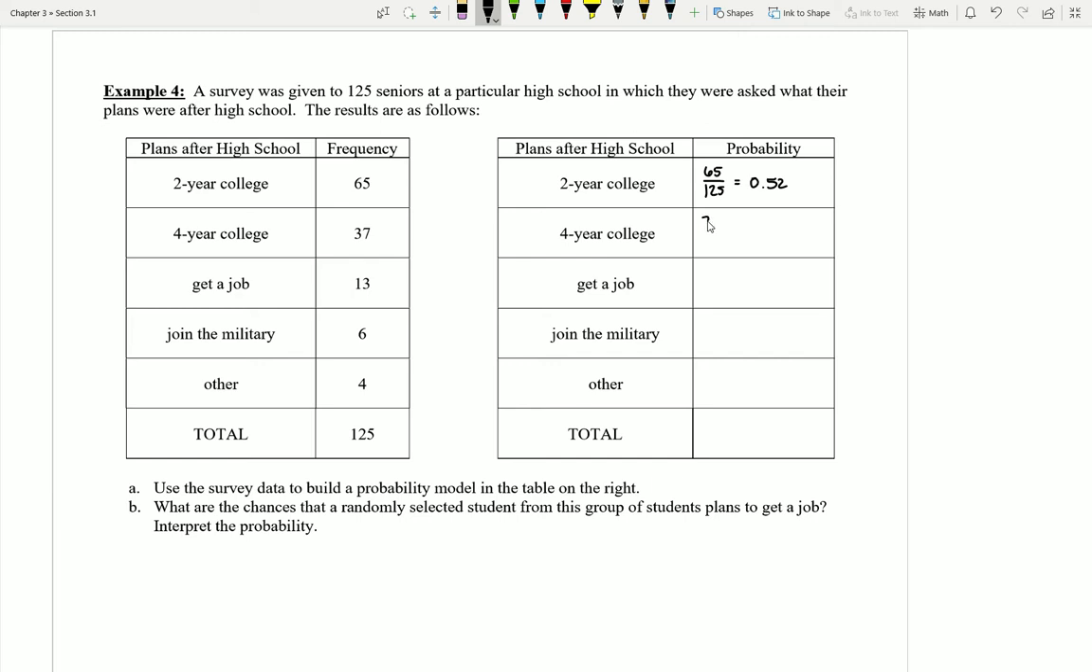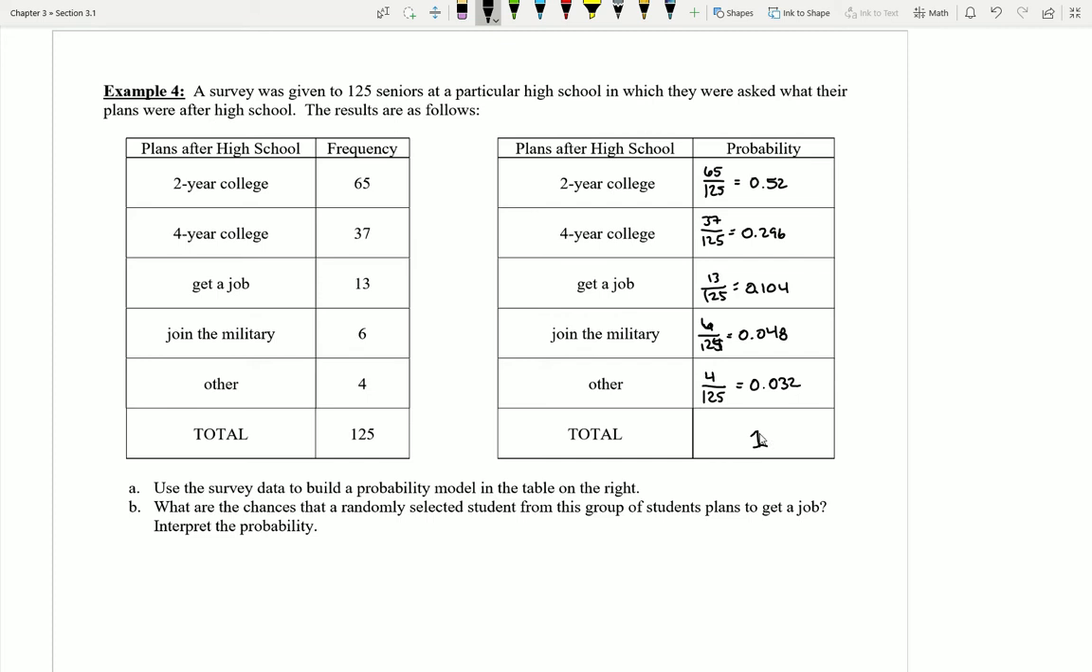I can do the same thing all the way down the line. 37 out of 125 gets me a 0.296. 13 out of 125 gets me a 0.104. Oops, sorry. It should be 6 out of 125 gets me a 0.048. And then a 4 out of 125 should get me a 0.032. Again, if I add all those up, I should get a total of 1 for 100%.